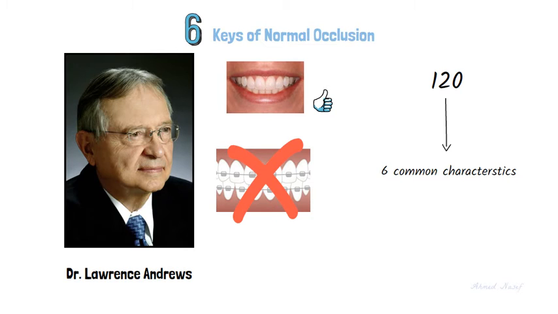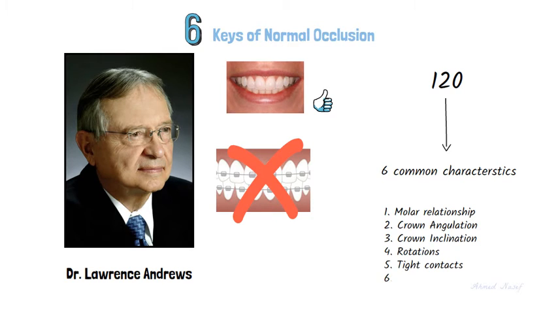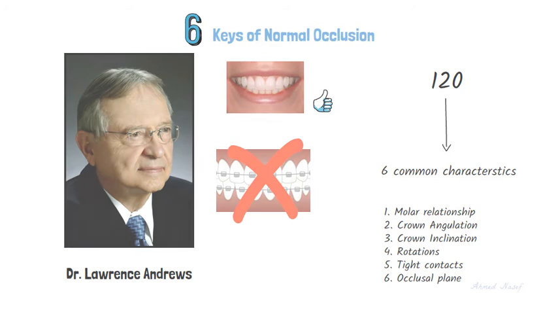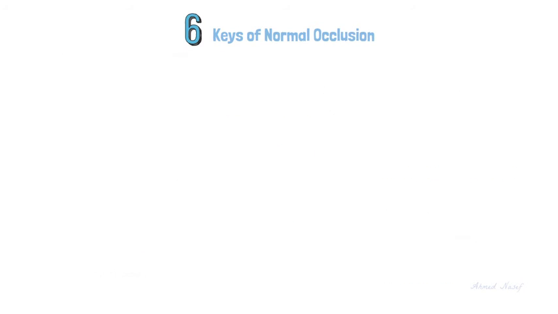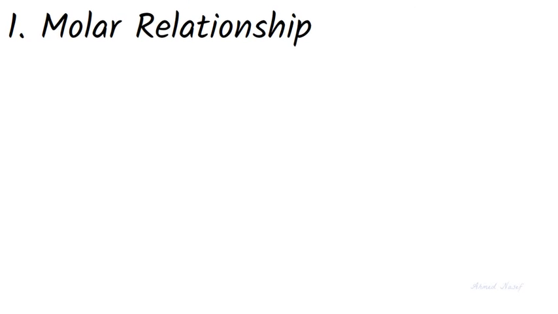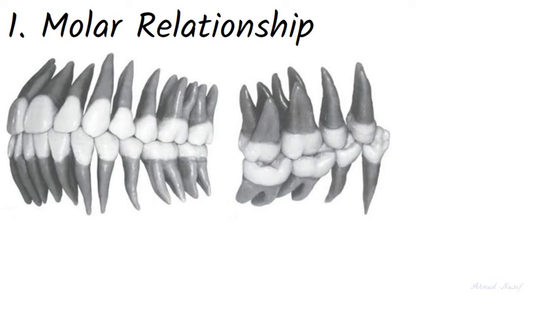So these 6 keys include molar relationship, crown angulation, crown inclination, rotations, tight contacts, and occlusal plane. And of course, each one of these keys has a specific criteria, so let's know them one by one. The first one is molar relationship. And the normal molar relationship is a class 1 molar relationship. And this of course includes 3 main points.